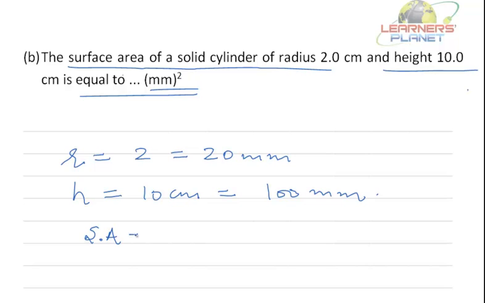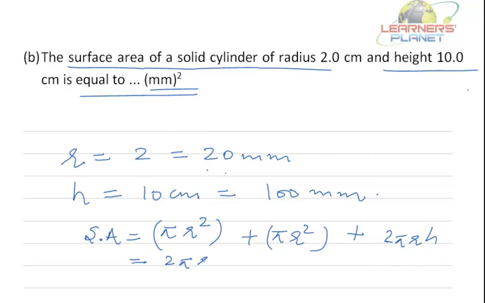Now what is the formula for surface area of a solid cylinder? It is pi r square. Okay, pi r square is the area for one face. Similarly for the second face it will be again pi r square, and then you have the curved surface, the area of which will be 2 pi r into h. So this formula, if you simplify, it can be written as 2 pi r (r plus h).